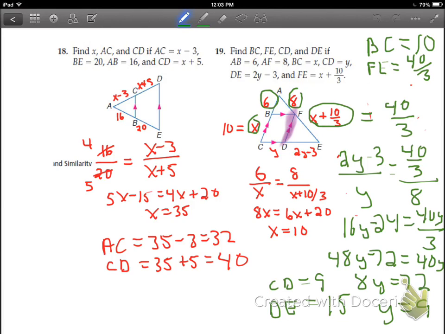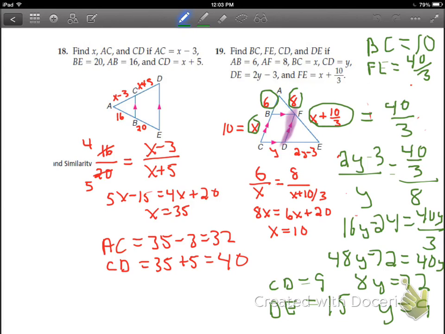On problem number 18. After putting the given information there, we've got that 16 over 20 is equal to x minus 3 over x plus 5. Cross multiply and solve. X becomes 35, AC is 32, and CD is 40.